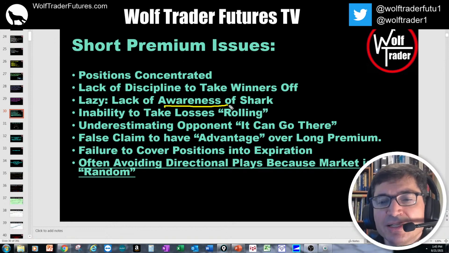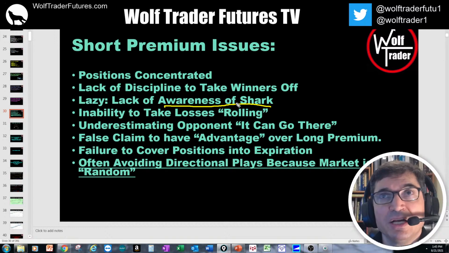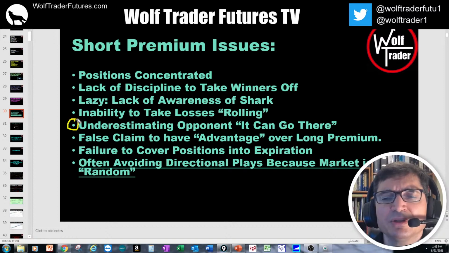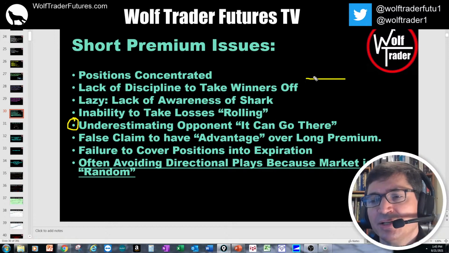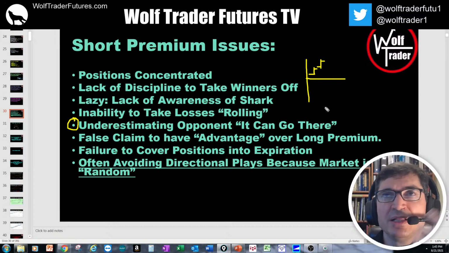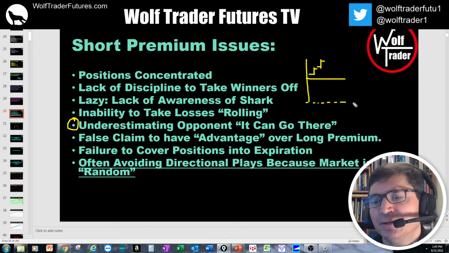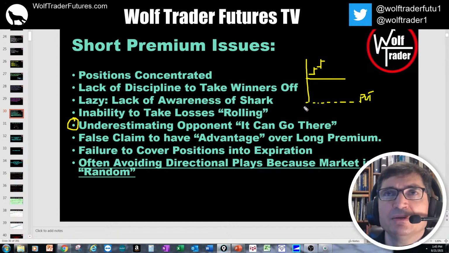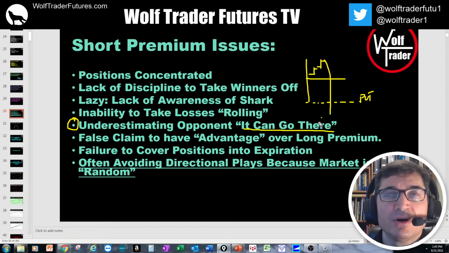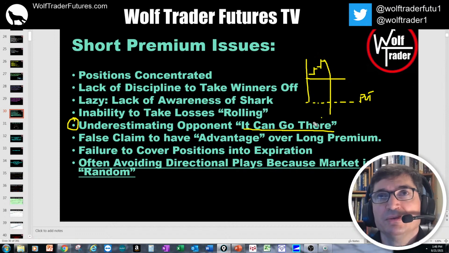Lack of awareness of the shark, like I said, pretending like it's not there. It is there. It's coming. You swim in that Gulf Stream long enough, 3,000 feet of water, shark's coming. This is another one too, underestimating the opponent. When you have a position, and let's say you're in a stock or a futures, and you're just going to sell a put way down there, right? Like, it can't go there. Yes, it can go there, and it will. When you're dealing with volatile markets, just because you put something far away doesn't mean you're safe.